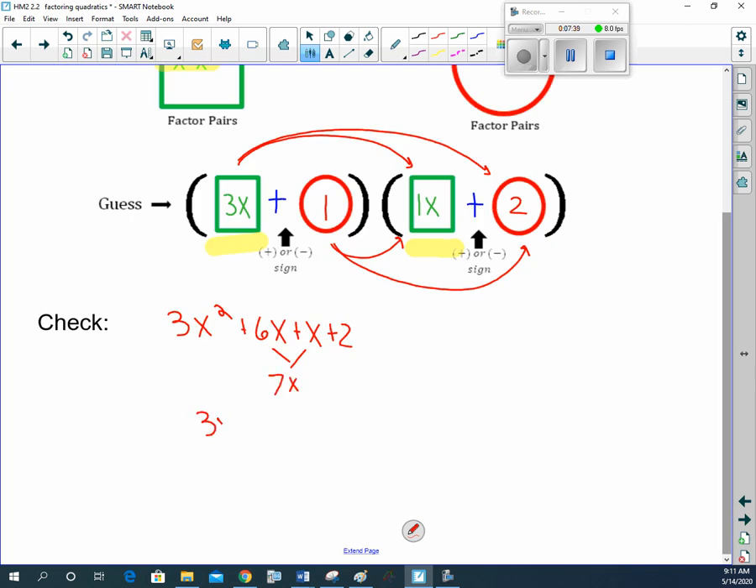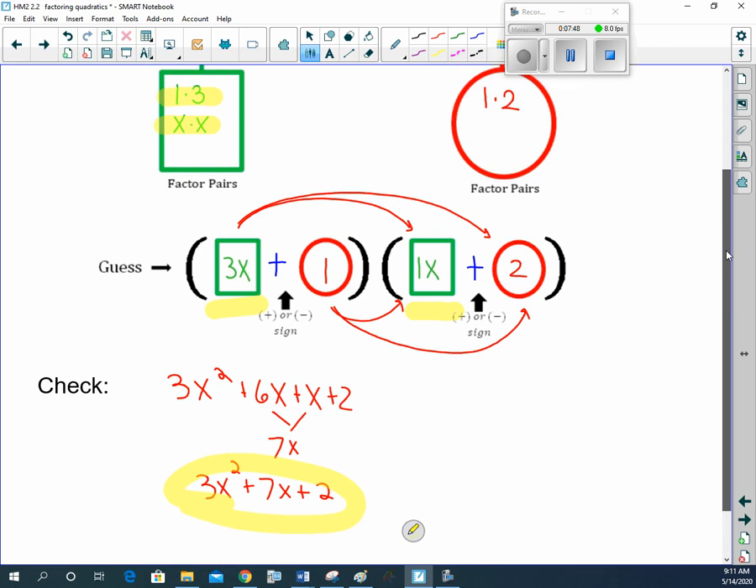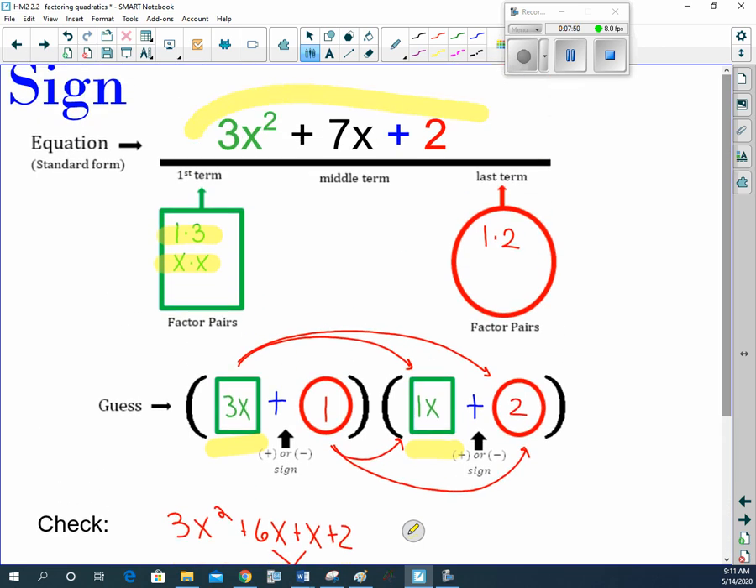So we have 3x squared plus 7x plus 2. Was that our original equation? If it is, and it is, that's our original equation, then the answer that we're after is this. This is what this binomial multiplication is: 3x plus 1 times x plus 2. So we factor that into its two binomial pieces.